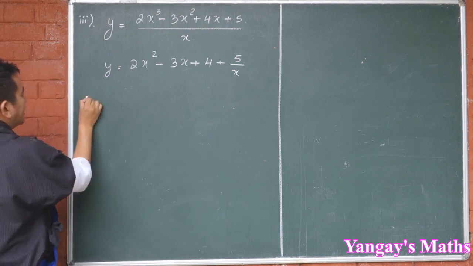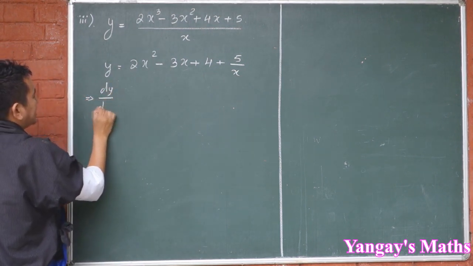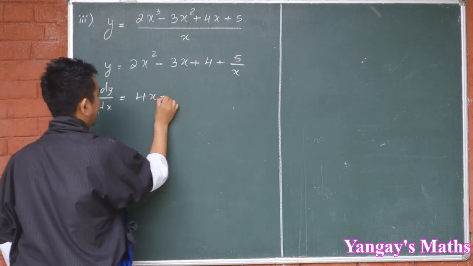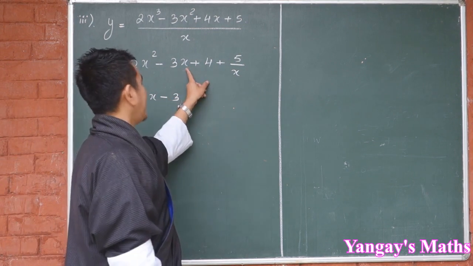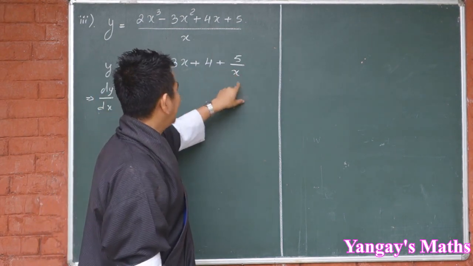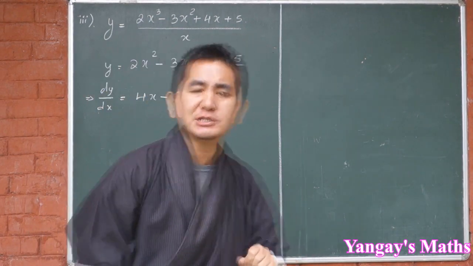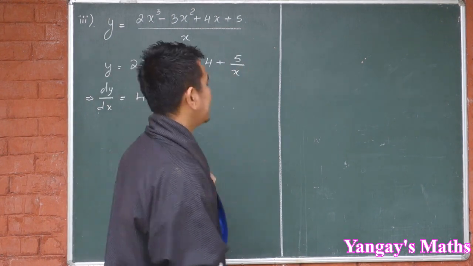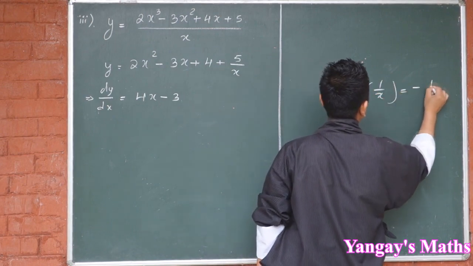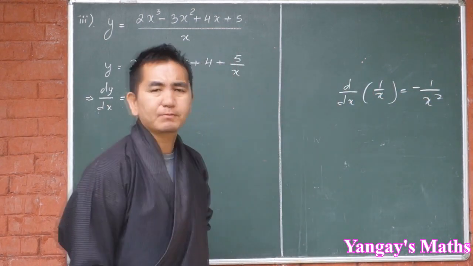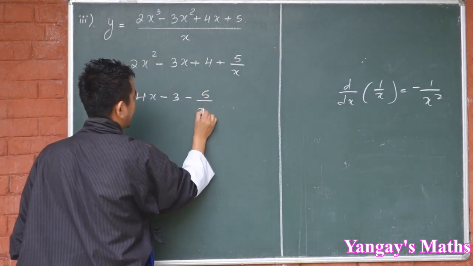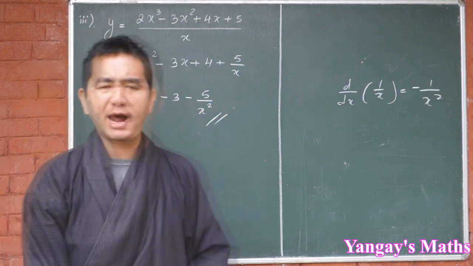Now we can differentiate. That implies dy by dx is equivalent to, what will be this? As per power rule, it is 4x minus 3. Differentiation of x is 1. Now differentiation of 4, which is a constant, is equivalent to 0. In this case, now we are going to use a special case. Please do not bring this one up. You know what's a special case? What's the differentiation of 1 by x? Differentiation of 1 by x is negative 1 divided by x squared. Great! I hope you have learned this special case. This becomes negative 5 divided by x squared. This will be the final answer, okay?